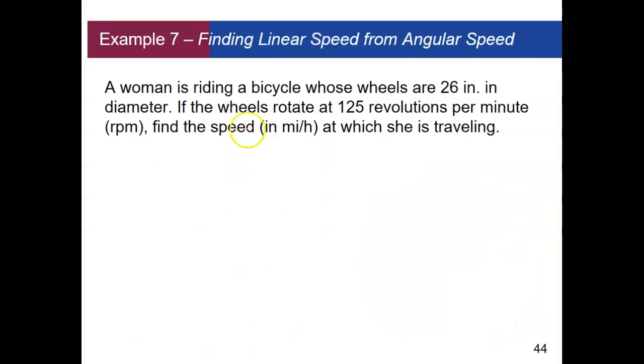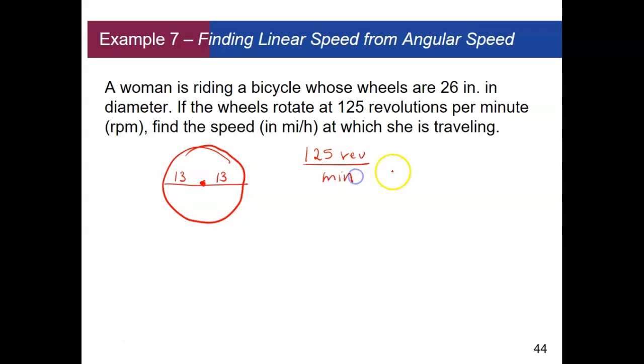Okay, so we have an example here. A woman is riding a bicycle whose wheels are 26 inches in diameter. Okay, so here's the wheel of one of the bicycles. It's 26 inches in diameter, which means the radius is 13 inches. If the wheels rotate at 125 revolutions per minute, we want to find the speed at which she is traveling. Okay, so the speed is going to be our linear velocity.